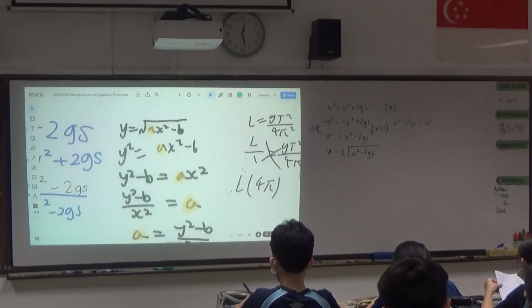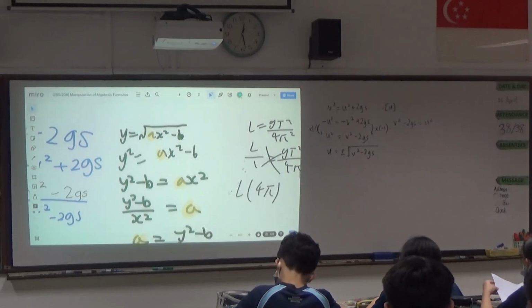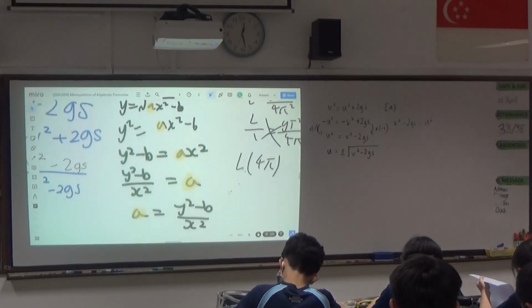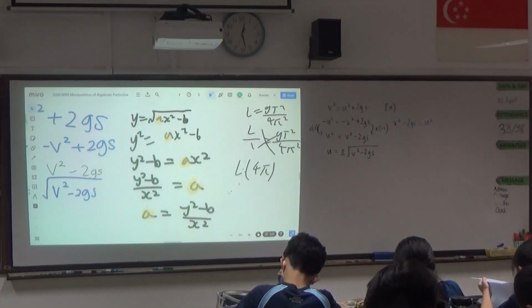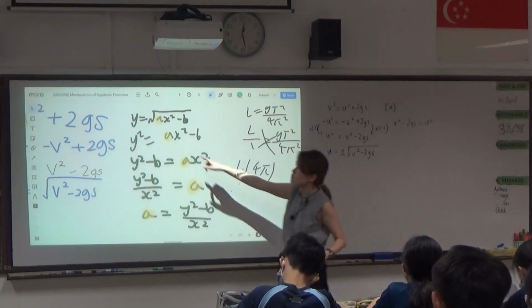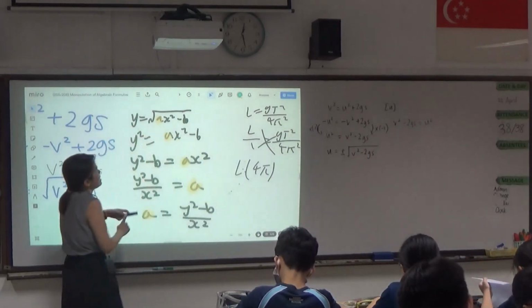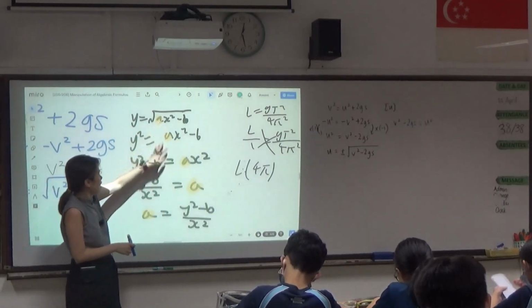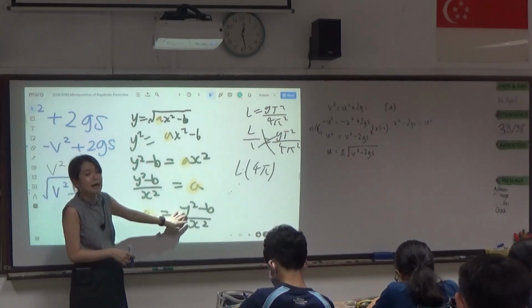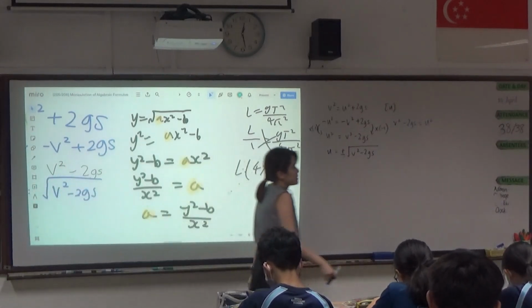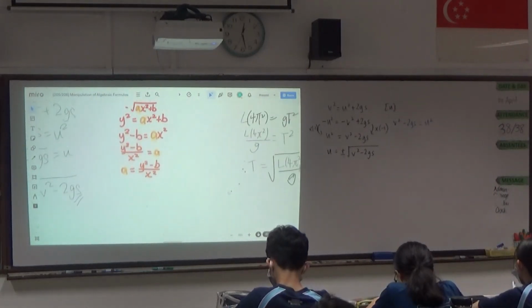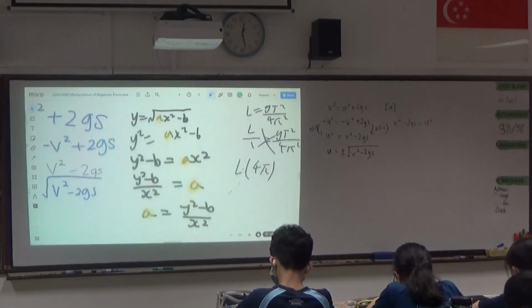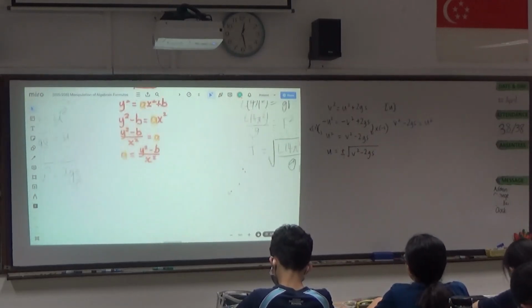Right. Now we look at question 6. This group, we want A to be the subject. Y equals the square root of ax squared minus b. Let's achieve A to be y squared minus b over x squared. Okay. We look at the other group. Group 2 also achieves A equals y squared minus b over x squared. So it's the same as the third group.